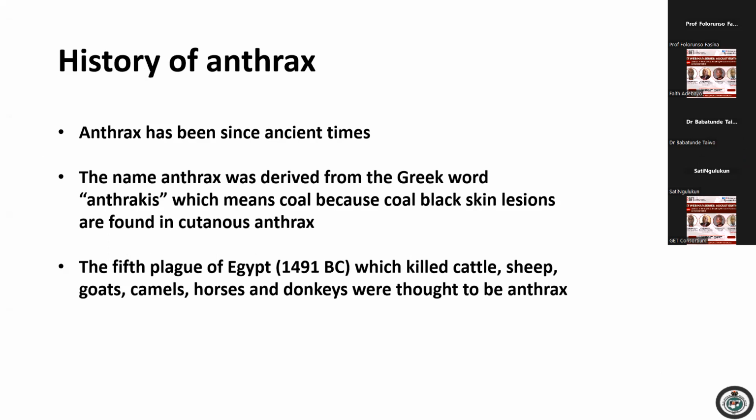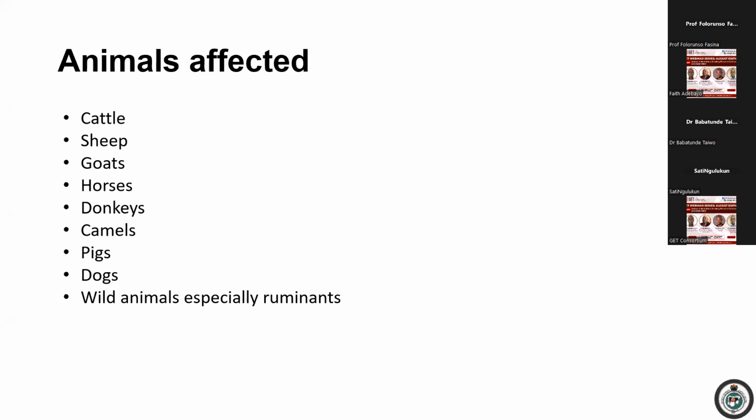It is an ancient disease, and the name was derived from the Greek word anthracis, which means coal, because black skin lesions are usually found in cutaneous anthrax in humans. So the name was derived from that lesion that is usually seen on the skin of humans that are infected with anthrax. It was also reported that the fifth plague of Egypt, which occurred in 1491 BC, which killed cattle, sheep, goats, camels, horses, and donkeys in Egypt, was thought to be caused by anthrax. So the animals affected are as listed.